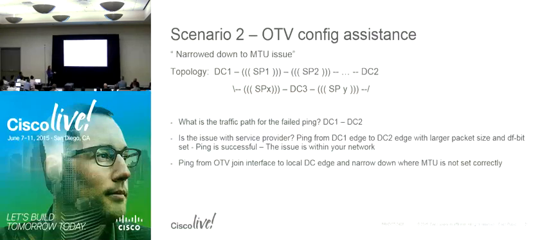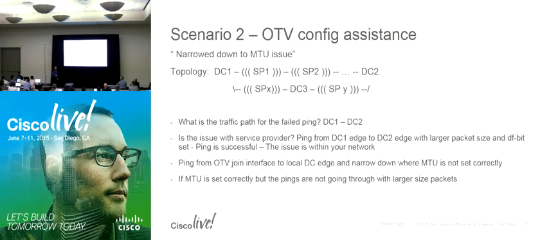Now we can narrow it down further. Ping from the join interface to the edge and see where the MTU is not set correctly. And if the MTU is all set correctly and the ping is still not going through, now what? This is actually one case I handled. We took quite some time to go through the interfaces on the path, trying to find out where the MTU is not set correctly.